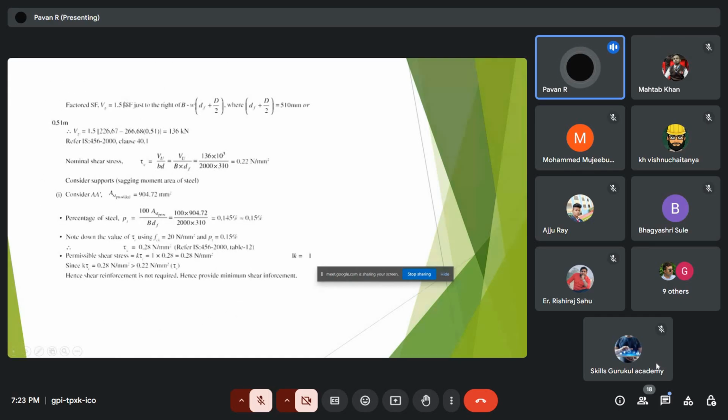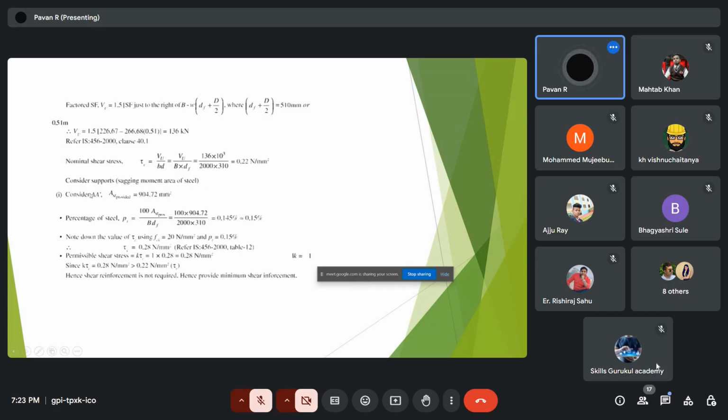So we can multiply the one-way shear with 1.5 and find out the actual amount of shear force, that is 136 kilonewton per meter, which acts on the footing. So the tau v is equal to Vu by bd, which is given by IS 456 2000 clause 40.1, and we should divide it by b into effective depth. Then we can find the tau v, that is 0.22 newton per millimeter square, and considering the support, the sagging bending moment of the area of cross section.